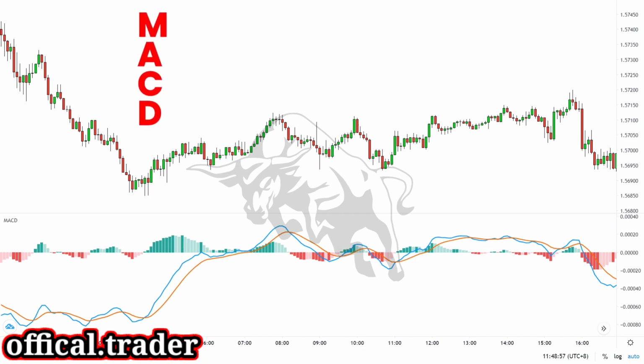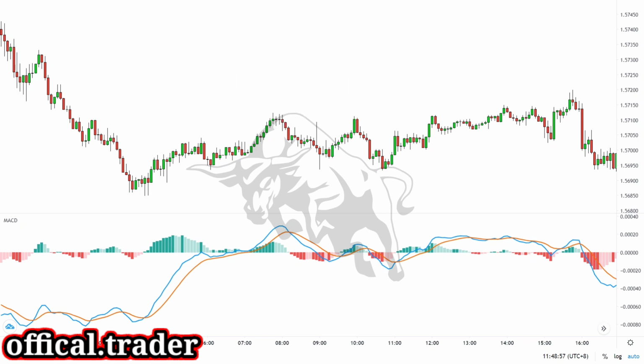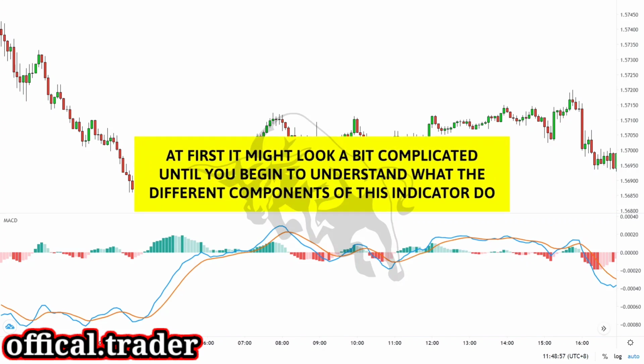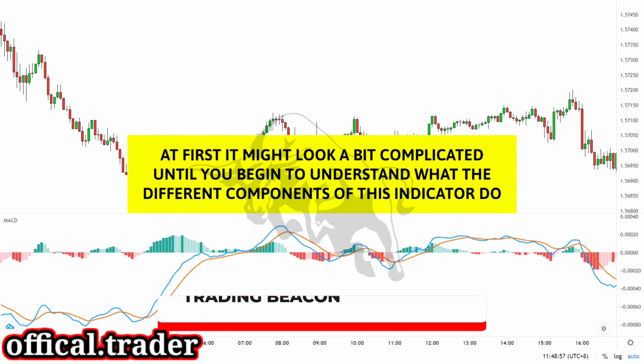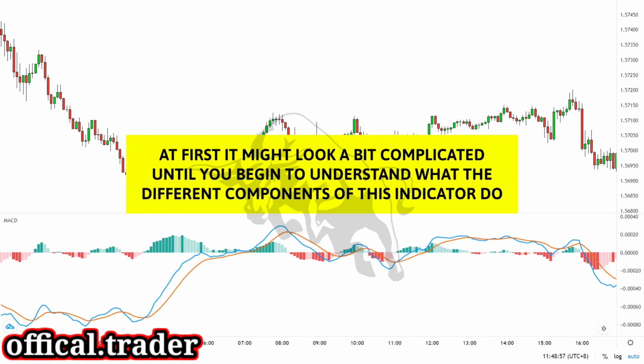The MACD, which stands for Moving Average Convergence Divergence, is a very popular momentum indicator used by traders all over the world. At first, it might look a bit complicated until you begin to understand what the different components of this indicator do. So let's set it up on our charts and we can run through this step by step.